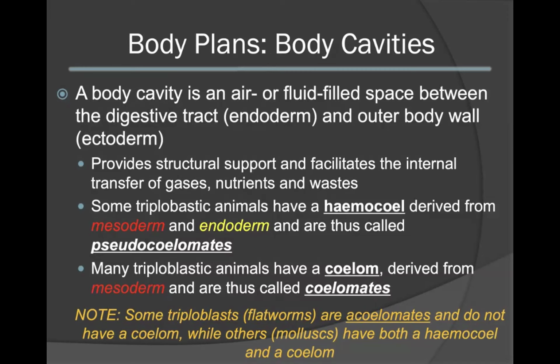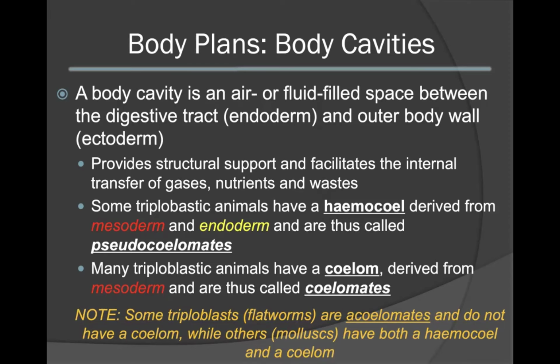However, some triploblastic animals have a false cavity or a hemocoel. As a result, they are termed pseudocoelomates or fake coeloms. Their body cavity derives from mesoderm and endoderm, and thus it is not considered to be a true body cavity. These body cavities are very important for providing structural support for the animal and also to facilitate the transfer of gases, nutrients, and waste between the organism and its cells and functioning tissues.